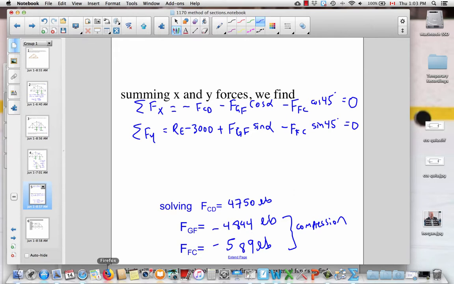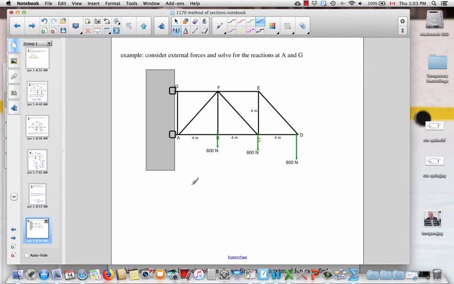Okay, so that's how the method of sections works. Cut the member that you're looking for as part of a complete cut through the structure. Well, sorry, first do external force analysis, then cut through the structure to find the internal force for the member you're looking for, apply the conditions of equilibrium and solve.